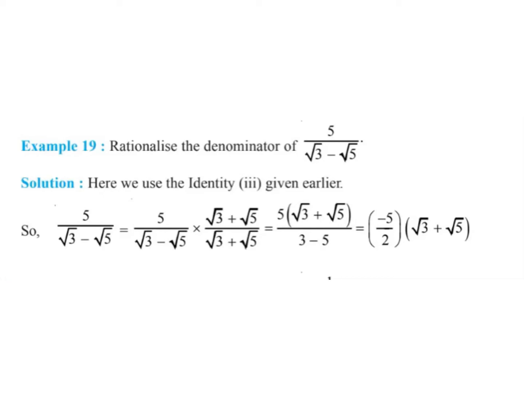First of all, what is rationalizing the denominator? Rationalizing the denominator means if there is an irrational number in the denominator, you have to convert that irrational number into a rational number. Now, how to convert this irrational number into a rational number? For this, you have to multiply the numerator and denominator of the given question by its rationalizing factor.